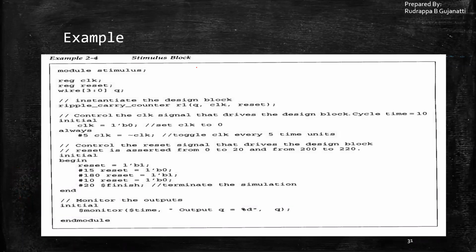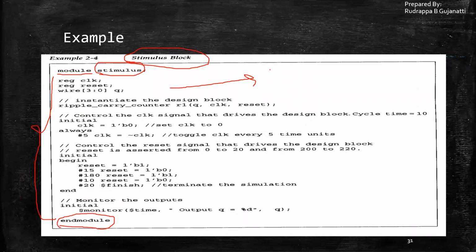This is a stimulus block, which is acting as a module. The module is related to the stimulus block, and this is the end module. In between, what is the function of the stimulus block? In this case, they have created an instance of the design block, and they're giving input to this design block, and testing what the result of this is.